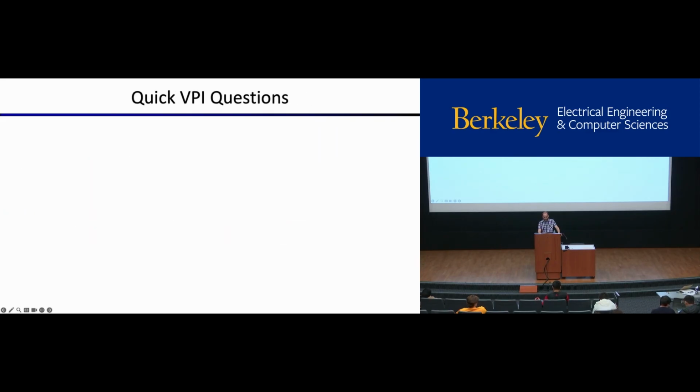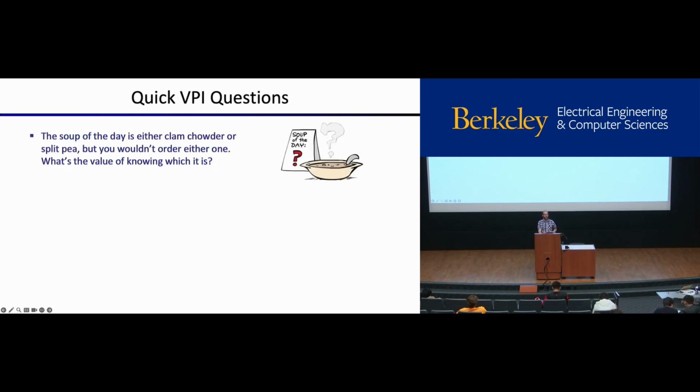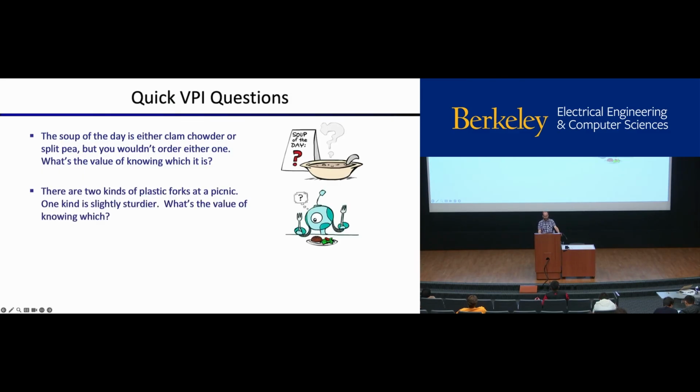And I'll end with a few quick questions for you to think about. The soup of the day is either clam chowder or split pea, but you wouldn't order either one. What is the value of knowing which it is? 0. It's not going to change how good an outcome you get.